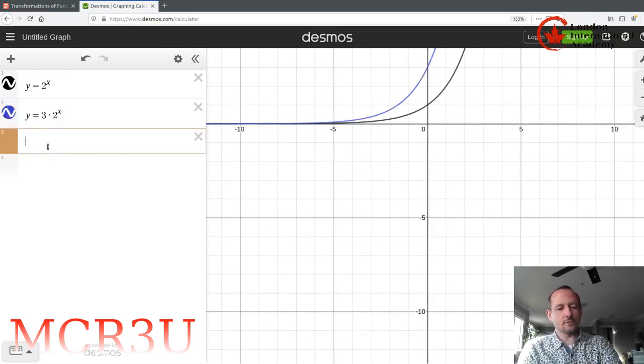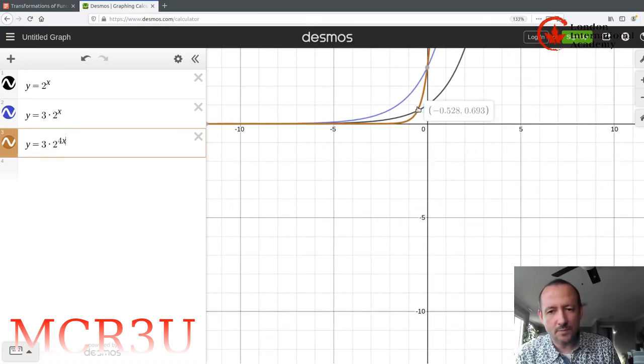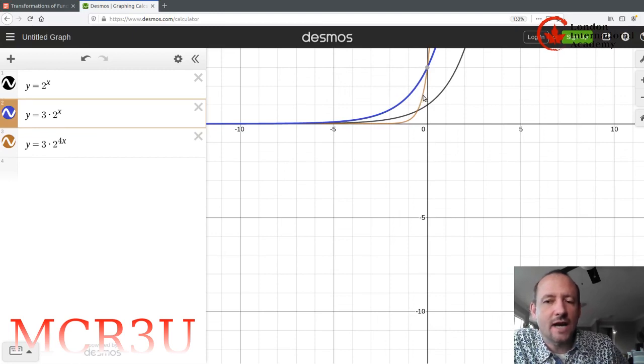We'll continue now, and we'll say y equals 3 times 2 to the exponent 4 times x. Oops, 4x. There we are. So now I've compressed it. The red one became the blue one. And so each point is now 4 times closer. So right here we have 1 unit from, if this is at x equals -1, this is at x equals -0.25. Each point is 4 times closer.